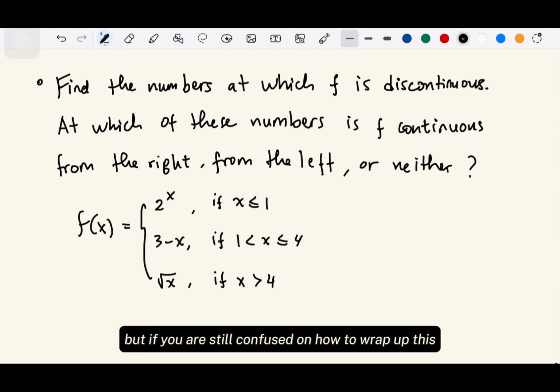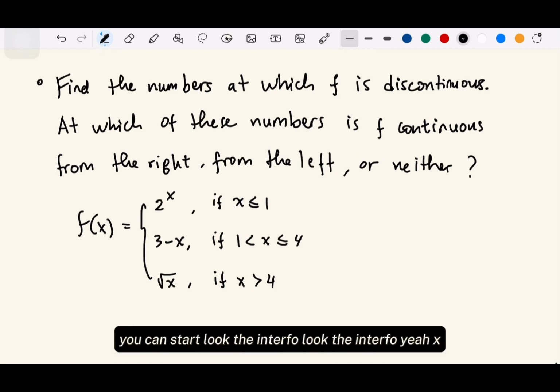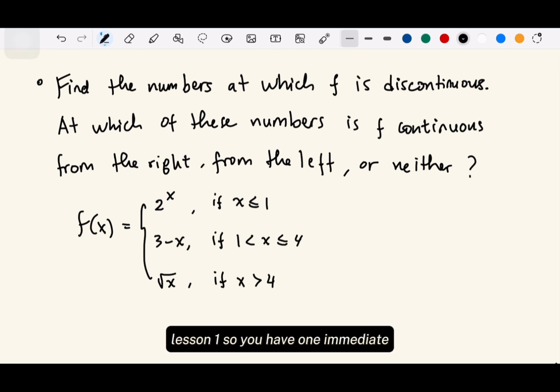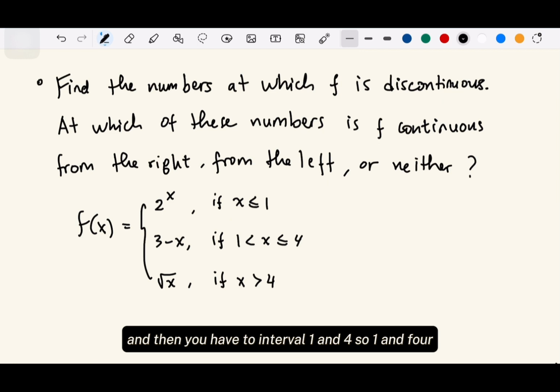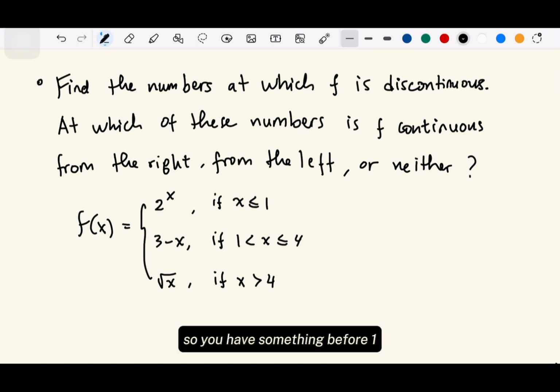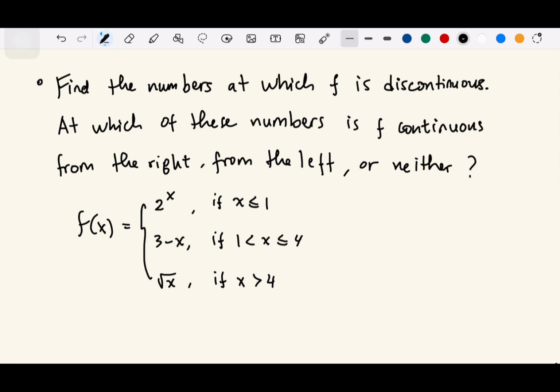Or if you are still confused on how to wrap up this piecewise function, you can start by looking at the interval. Look at the interval first. You have x less than or equal to 1, so you have 1 maybe here. And then you have another interval, 1 and 4. So you have something before 1, which is 2 to the power of x, that is your graph. And then between 1 and 4, it's just a linear 3 minus x. And then a square root of x, when you have x greater than 4. So the function has 3 curves.